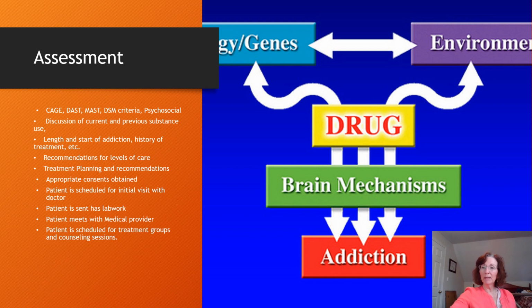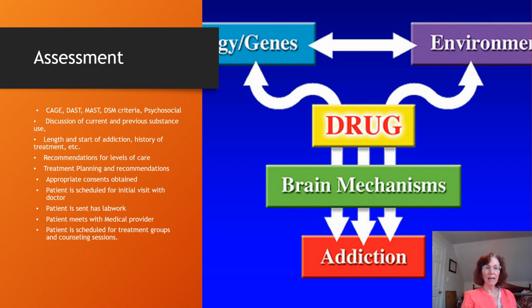Assessment. How do we begin with assessment? We use the CAGE, the DAS, the MAST, the DSM criteria, and the psychosocial to assess our patient in opioid use with opioid use disorders. We discuss current and previous substance use with the patient, how long they've used for, how much they've used for, when did they start using, when did they stop using, were there any periods where they've stopped use entirely or been on addiction maintenance therapy.